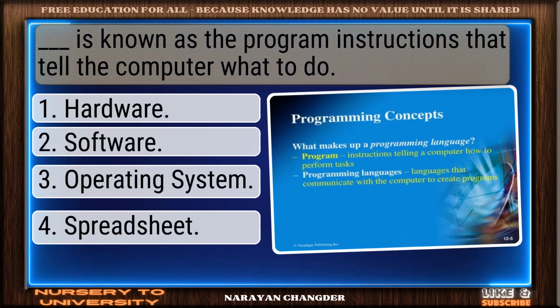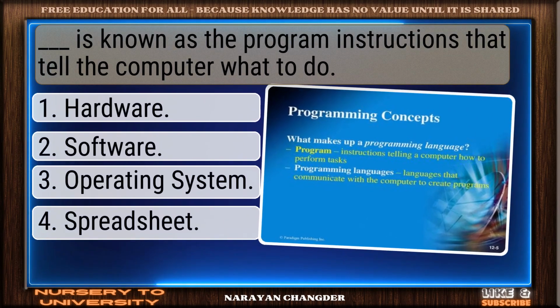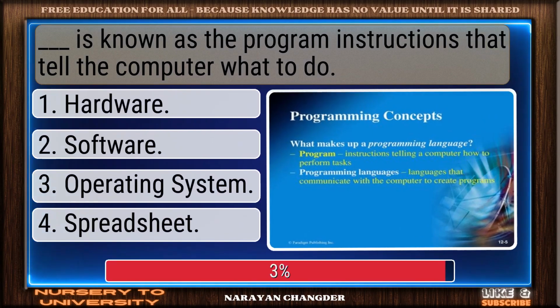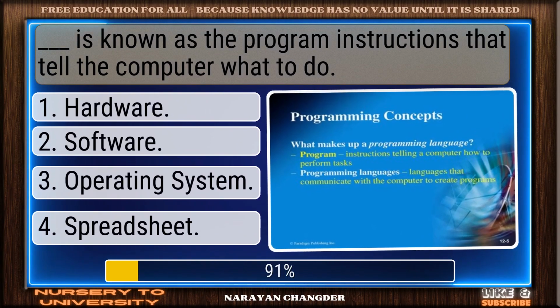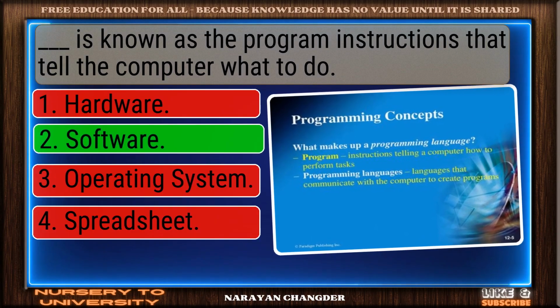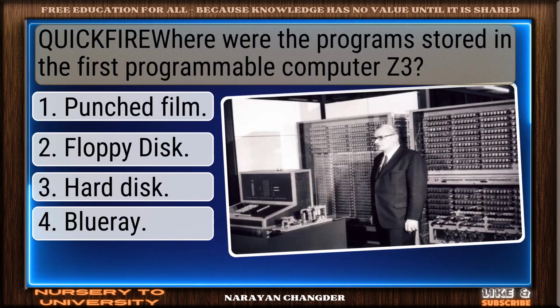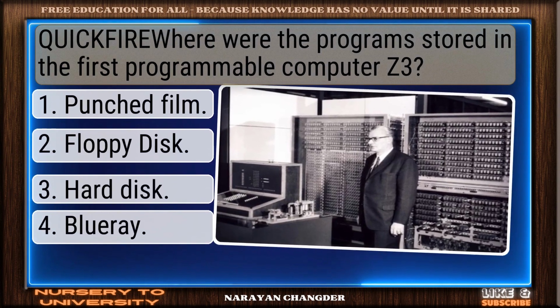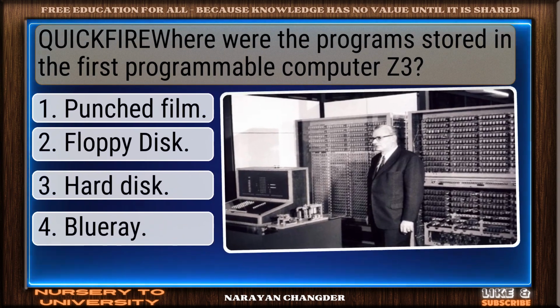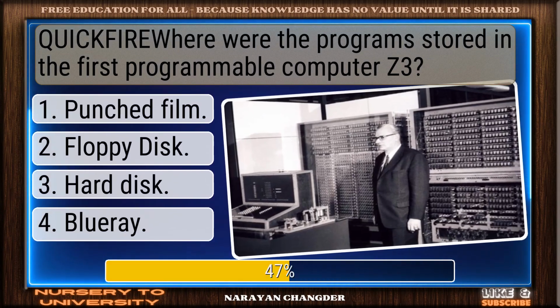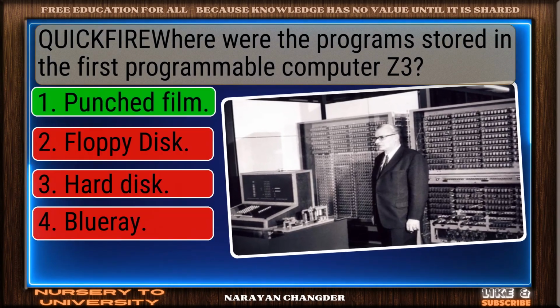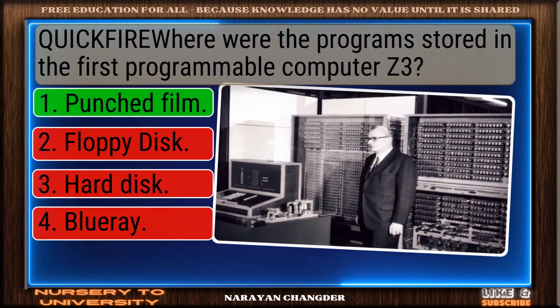Dash is known as the program instructions that tell the computer what to do. Smart pick. Software is correct. Quickfire: where were the programs stored in the first programmable computer, Z3? Nice selection. Punched film is correct.